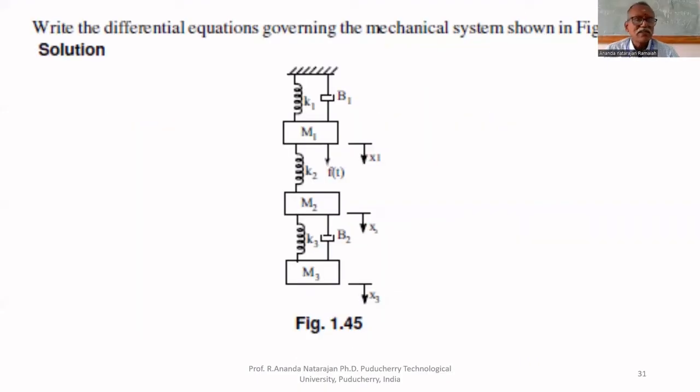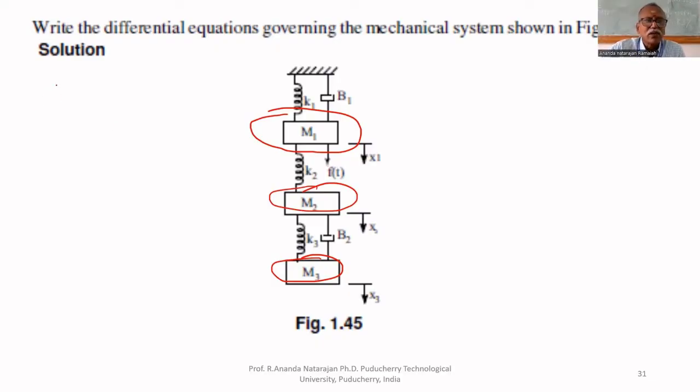Write the differential equations governing the mechanical system shown in the figure. There are three masses, M1, M2 and M3. They are connected through the springs K1, K2, K3 as well as B1 and B2. The force is applied at M1. Now we have to obtain the mathematical model in time domain. That's the differential equations we have to write.